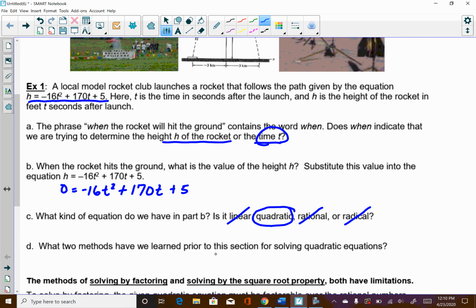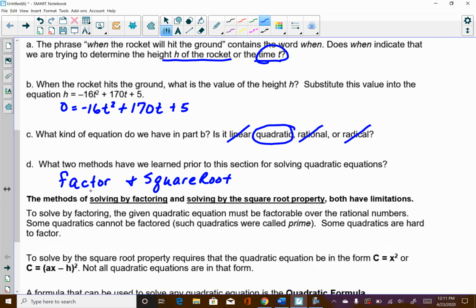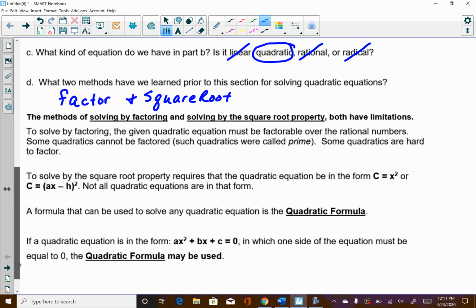In part D, it says, what two methods have we learned prior to this section for solving quadratic equations? Up until this point, we've predominantly relied on factoring. So you've been able to factor using guess and check or bottoms-up method, and that's been able to solve quadratics for us, as well as the square root property. However, as I have been alluding to, you're not always able to factor a quadratic, and then sometimes you're not able to just use that nice square root property. So when you aren't able to use those two methods, you've got to have some other way to solve the equation, and that's where the quadratic formula comes into play.